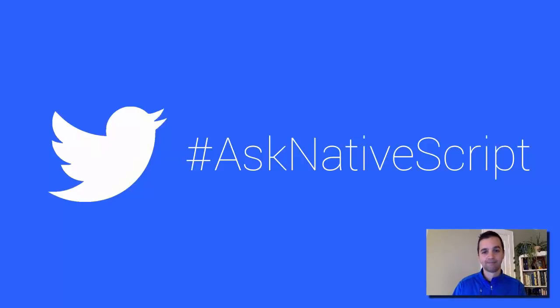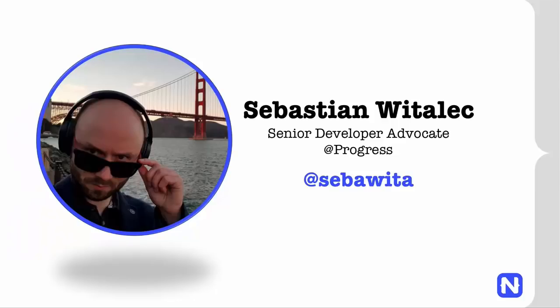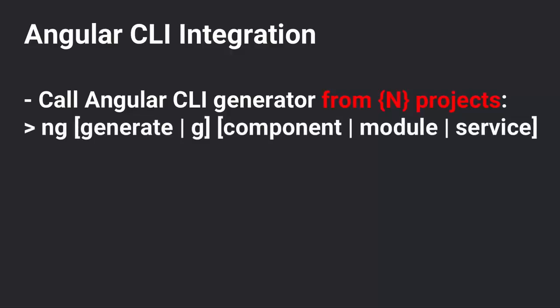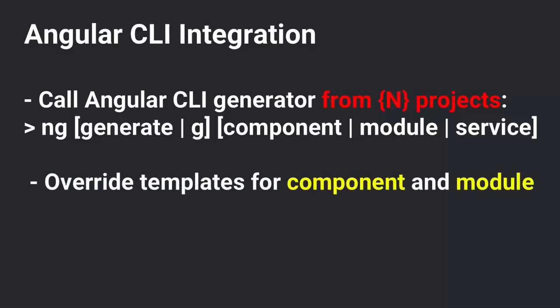Hello everyone, my name is Sebastian Vitalet and I'm a Senior Developer Advocate at Progress. So today I want to talk to you about a couple of things. The first one is our integration with the Angular CLI. The whole idea is that you should be able to use Angular CLI from within NativeScript projects, so you should be able to call things like ng generate component or ng generate module. And what we did, we slightly changed the way components and modules are generated so that they're prepared for working with NativeScript projects.